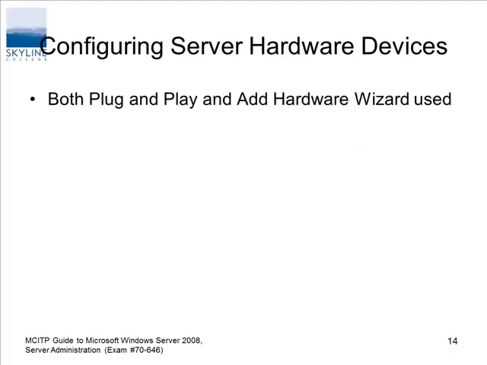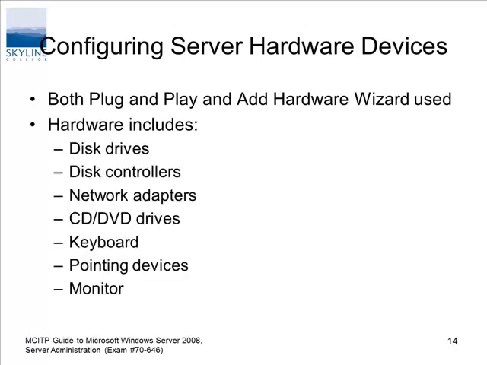Configuring the hardware, both plug and play and the add hardware wizard are used. The add hardware wizard actually should be rare because just about everything you're going to get today is going to be plug and play, and it's going to operate as plug and play pretty well. Including the hard drives. You add the hard drive and it'll churn, and finally says, your hardware is ready, even on the server, just like it does on the workstation. Hardware includes disk drives, disk controllers, network adapters, CD drives, keyboards, pointing devices, monitor, all those things.